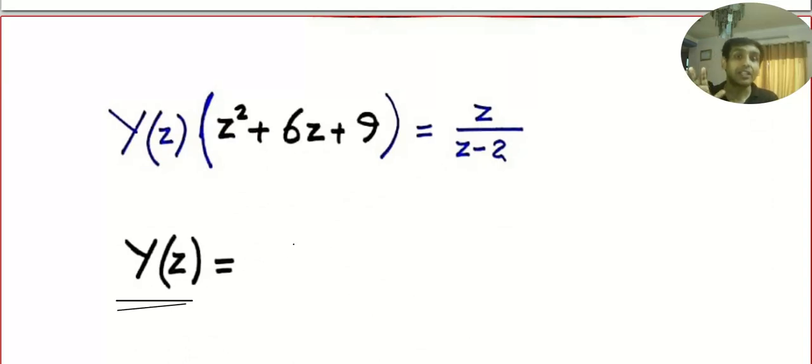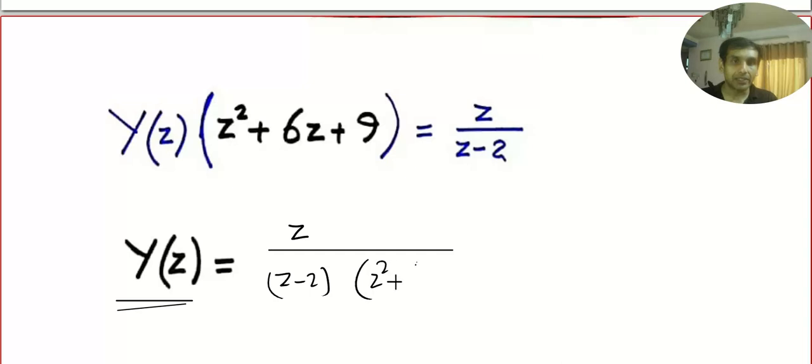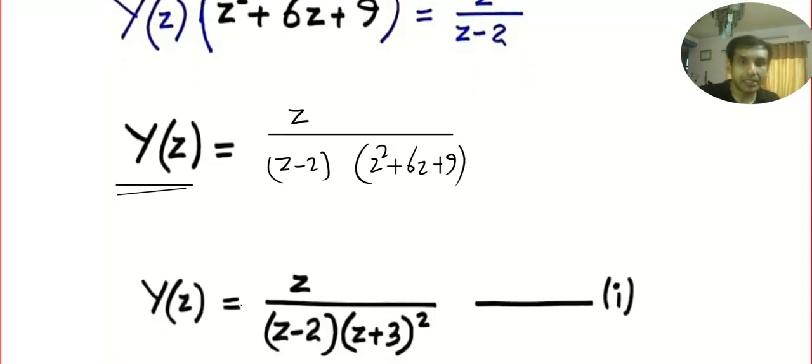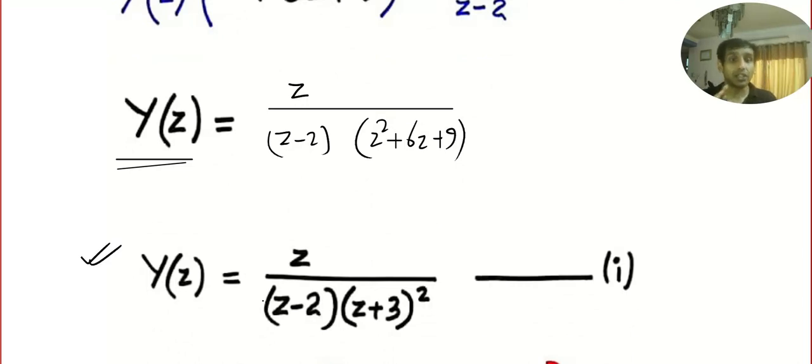Anyway, you'll get a function in Z, and I end up with Z minus 2 into Z square plus 6Z plus 9, and I'll simplify as much as I can, and I got this. So this is equation number 1. So don't forget the working rule.